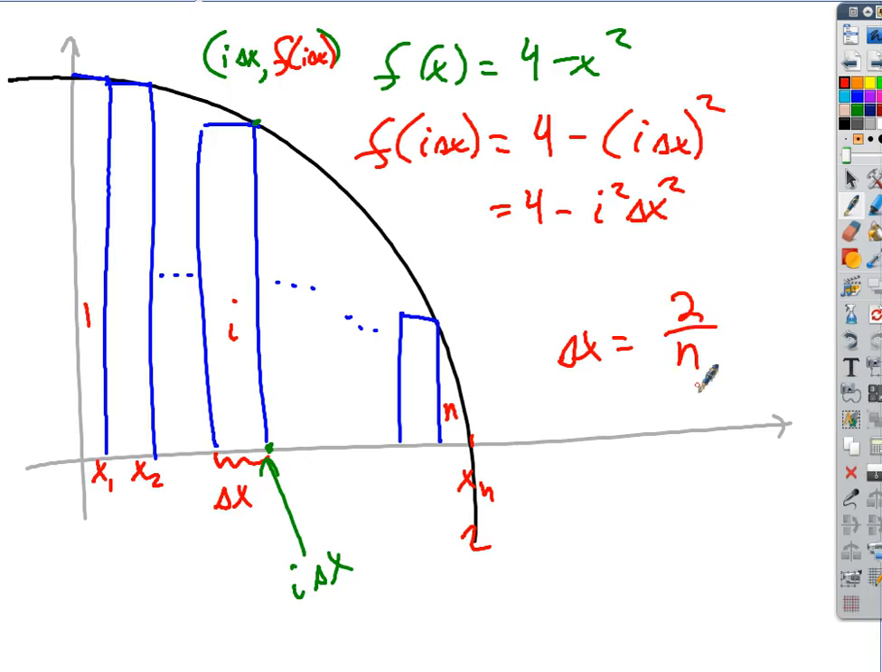n can be whatever we want. We haven't pinned that down yet, which is kind of nice. We can see what we get for different values of n when we're all done. But we've got to get this area.